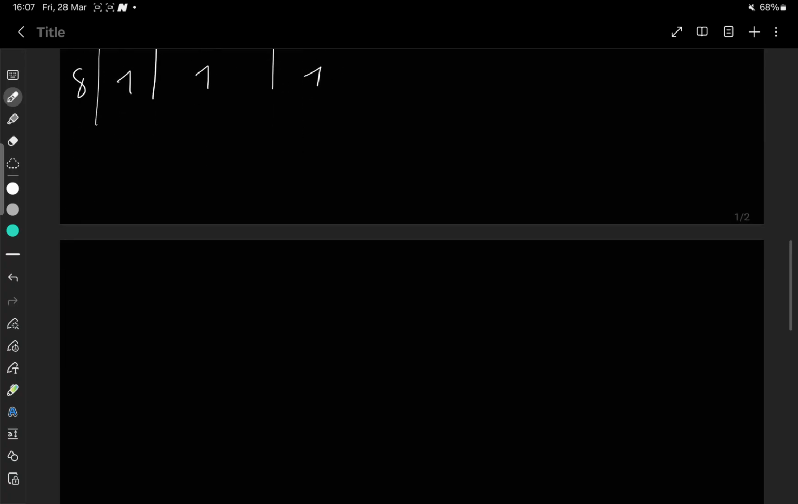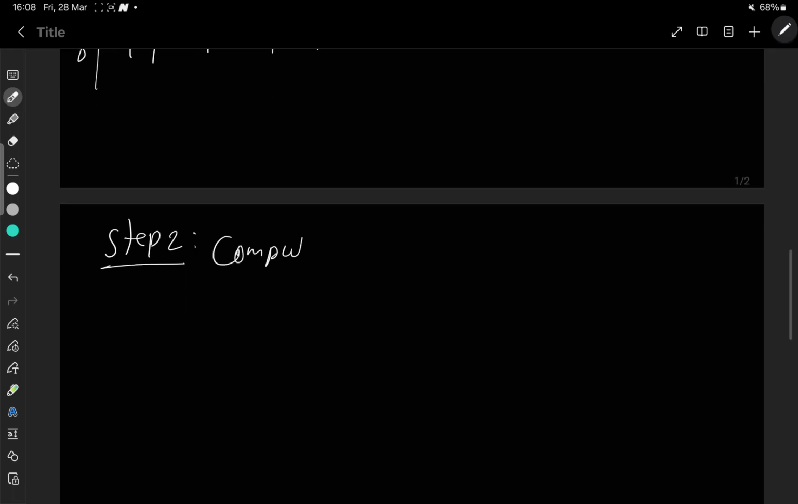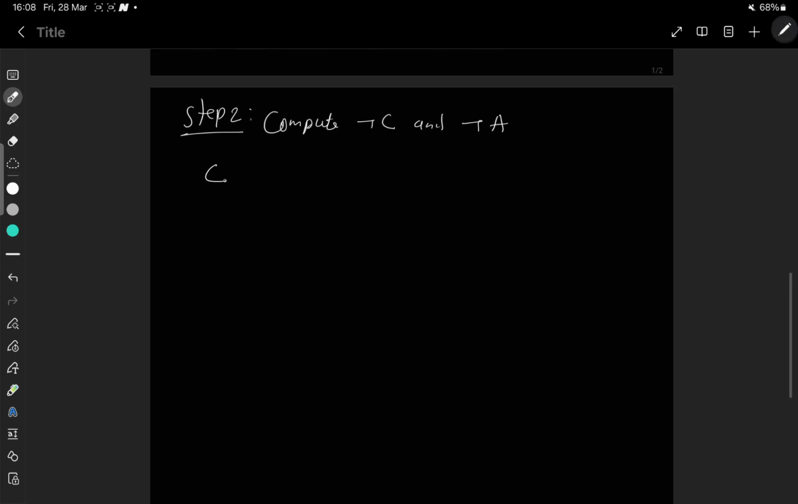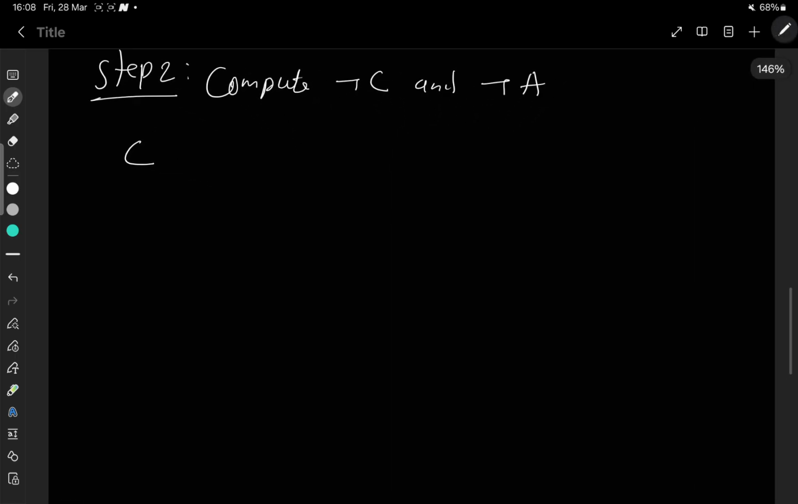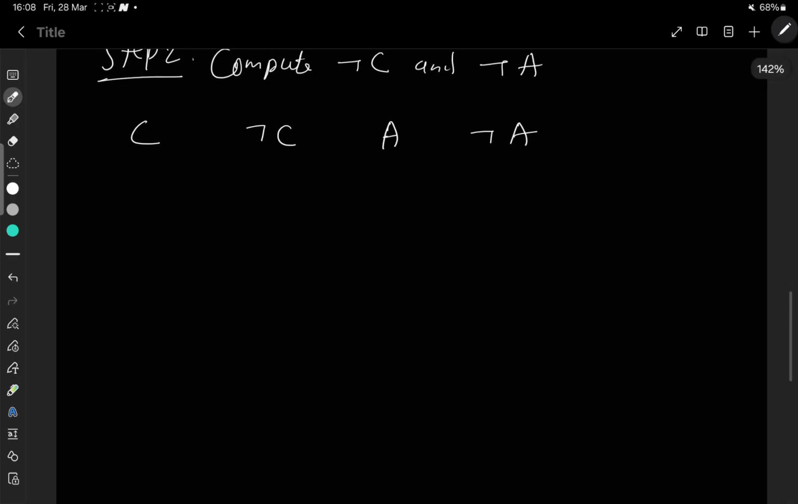Then step 2, we are going to compute the negative of C and negative of A. So we're just computing C. We need C, and we need negative of A. We need C, negative of C, and then we need A, negative of A. For this, our step 2 now.